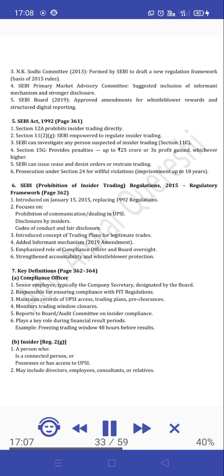Approved amendments for whistleblower rewards and structured digital reporting. 5. SEBI Act, 1992, page 361. 1. Section 12A prohibits insider trading directly. 2. Section 11(2)(g): SEBI is empowered to regulate insider trading.